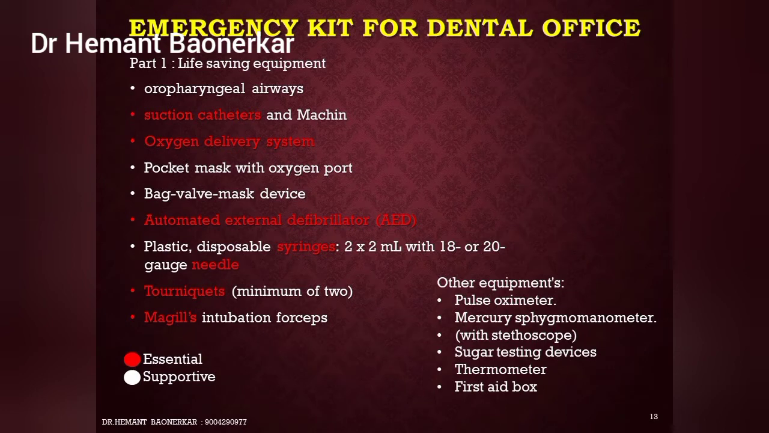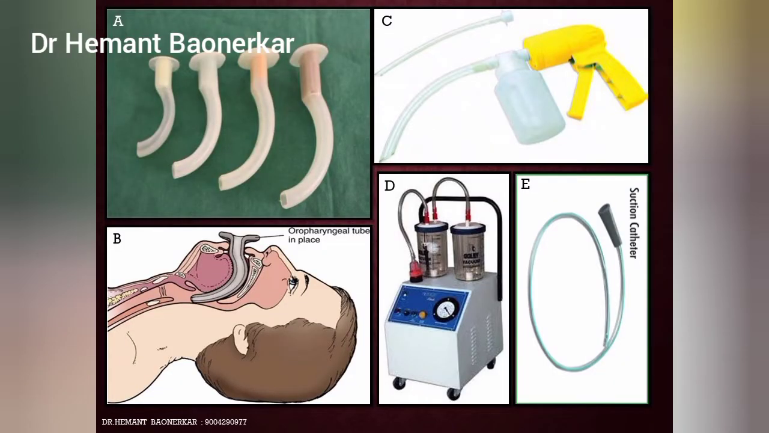Emergency drug kit for dental office. As I said earlier, it has two main components. Part 1, life saving equipment. The life saving equipment contains oropharyngeal airway, suction catheter, oxygen delivery system, ambu bag, pocket mask, oxygen port, automatic electric defibrillator, Magill forceps, and tourniquets.